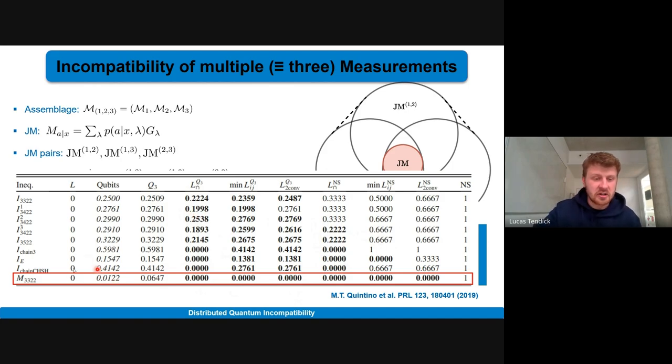Particularly interesting here is maybe this case, where you cannot violate this inequality with any of these incompatibility structures, unless you have really general free measurements, even if you don't assume that quantum mechanics holds, so even if you're just looking at no signaling distributions.